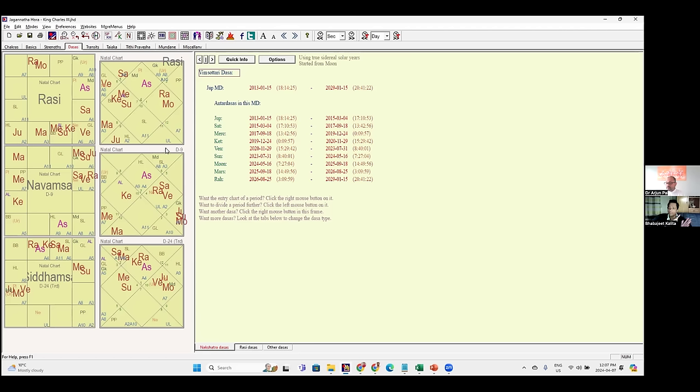What is the 8th house? Chronic ailments. If this has an aspect of a malefic planet, even more so. Saturn is aspecting it. Mars is aspecting it. The fourth aspect of Mars is there and the seventh aspect of Saturn is there. Very tough time.